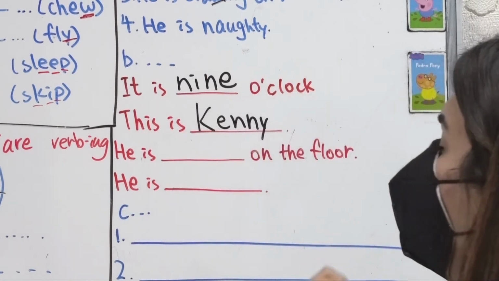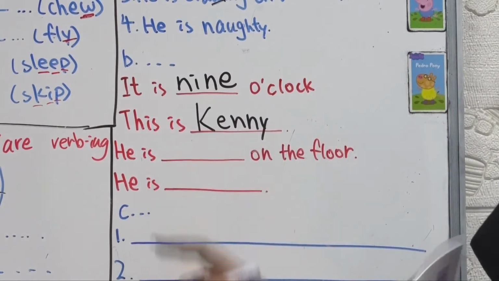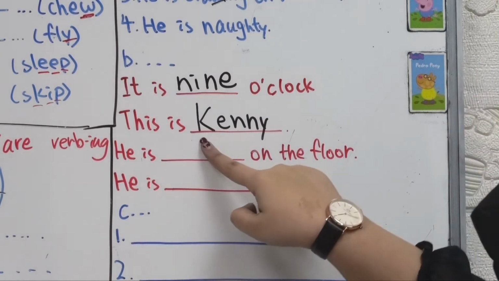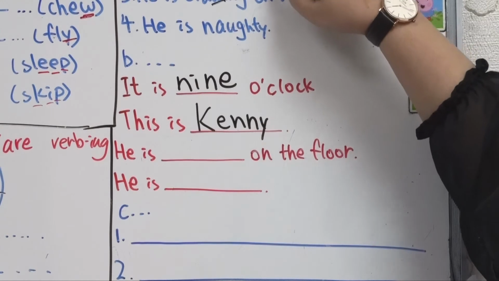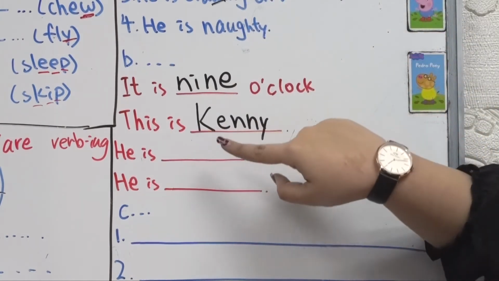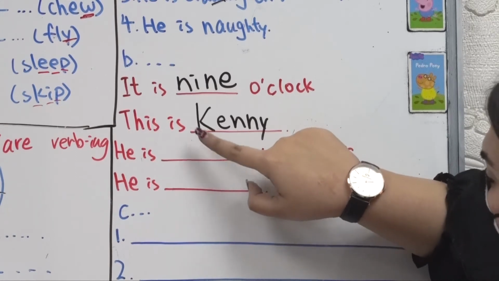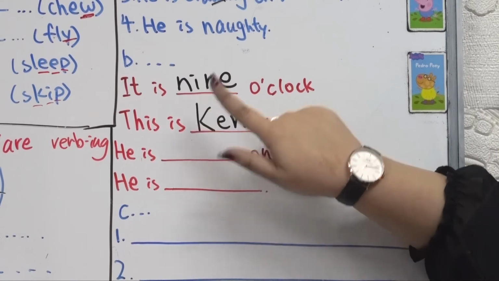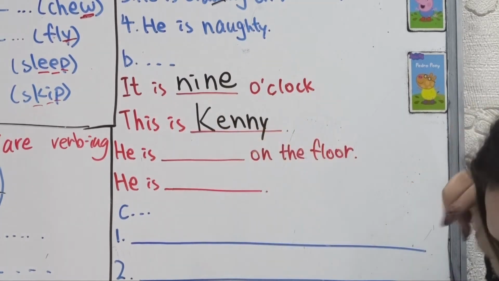K-E-N-N-Y. Remember, everyone, please capitalize the first letter because that's a name. Just like Ellen, that is a capital letter as well, for a name. For this one, you have to capitalize Kenny's, the name's first letter, okay? K, capital, because that's the name of a person.